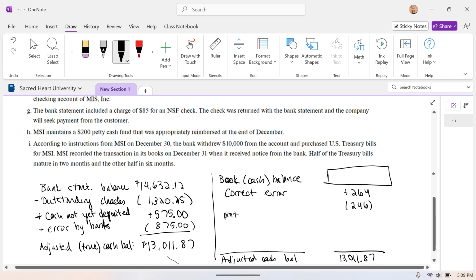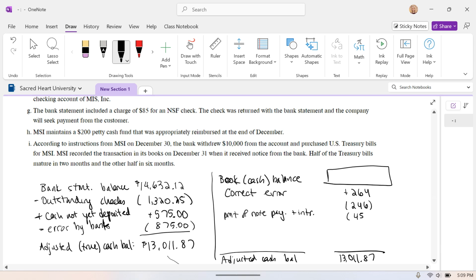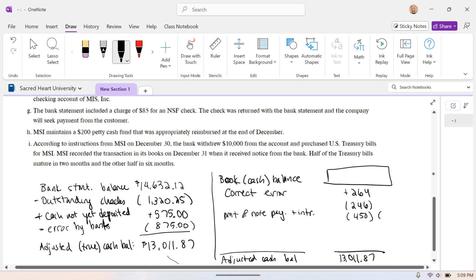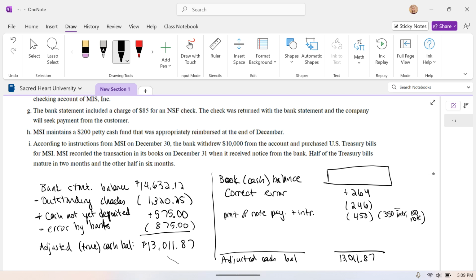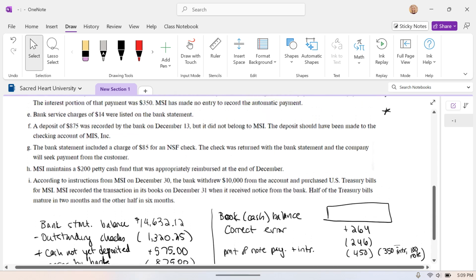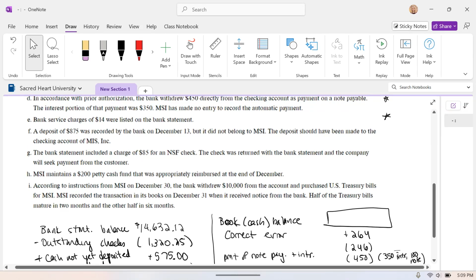So payment of note payable plus interest. And I'll just make a note for myself that $350 was the interest and $100 was the principal on the note. The reason that I need to know what was interest and what was on the note is because we're not just doing this reconciliation, we're actually going to do the journal entries to correct those book balances. And I'll do that at the end.